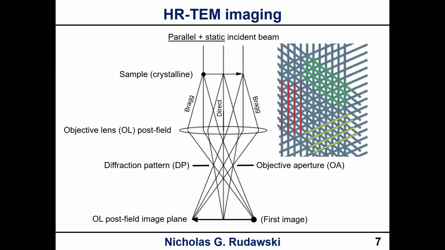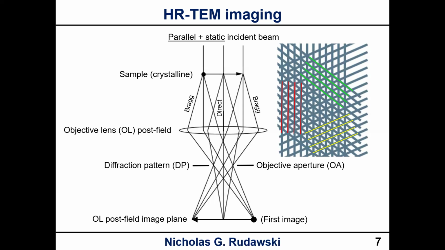So if we look at a schematic of a high-res image, what we see is something like this. We see a series of what we call lattice fringes, each with a characteristic spacing and a characteristic orientation.